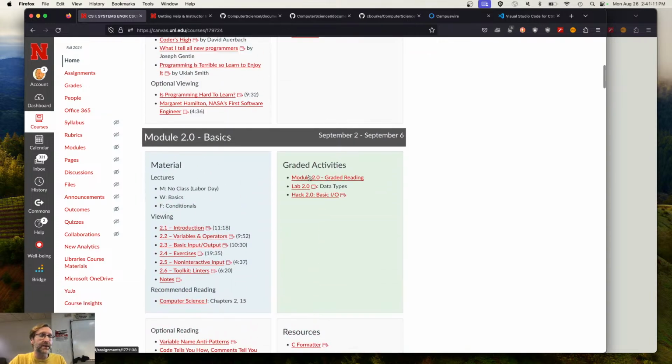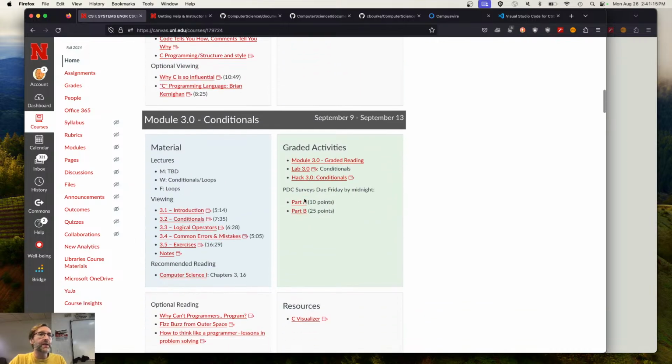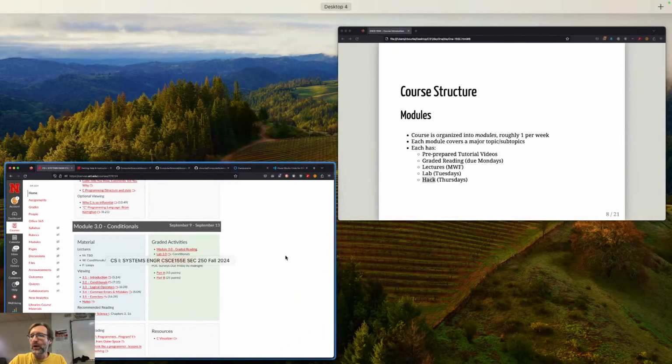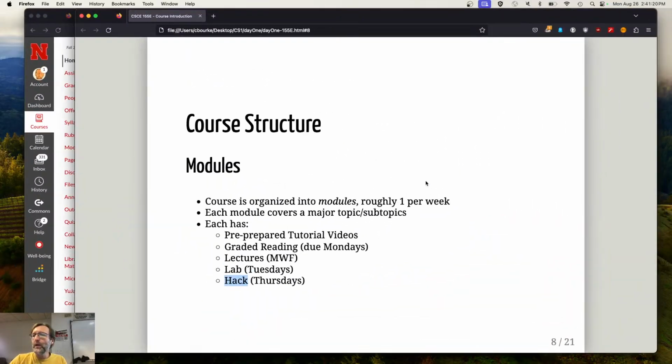Next week, exactly the same structure. There's graded reading, lab, hack. Graded reading, lab, hack, right, etc. We'll come back to those 2 items here in a second.